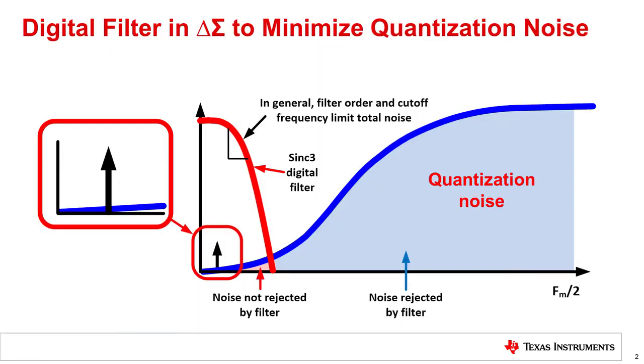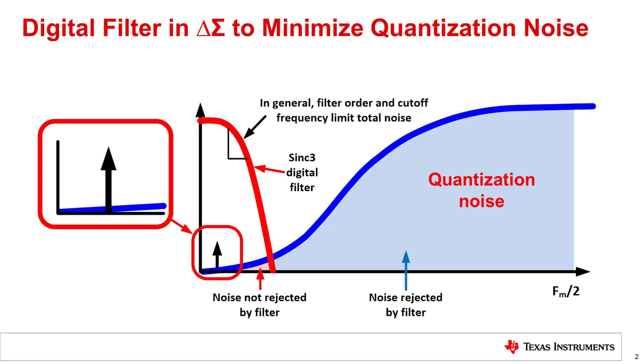In the last presentation, we learned that the Delta Sigma modulator shapes quantization noise. That is, it minimizes the noise near the signals of interest. To eliminate the large noise at higher frequencies, a low-pass digital filter is required. The cutoff frequency and order of the filter will impact the amount of noise rejected by the filter. A low cutoff frequency or a high-order filter with a sharp roll-off can be used to minimize the total noise.